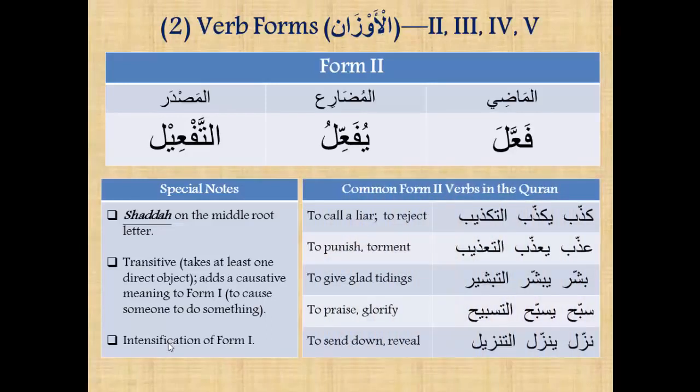Here are some examples of common form two verbs found in the Qur'an. كَذَّبَ يُكَذِّبُ التَّكْذِيب means to call someone a liar or to reject. عَذَّبَ يُعَذِّبُ التَّعَذِيب to punish or to torment. بَشَّرَ يُبَشِّرُ التَّبْشِيرُ to give glad tidings, to give good news. سَبَّحَ يُسَبِّحُ التَّسْبِيحُ to praise or to glorify. نَزَّلَ يُنَزِّلُ التَّنْزِيلُ to send down, to reveal.